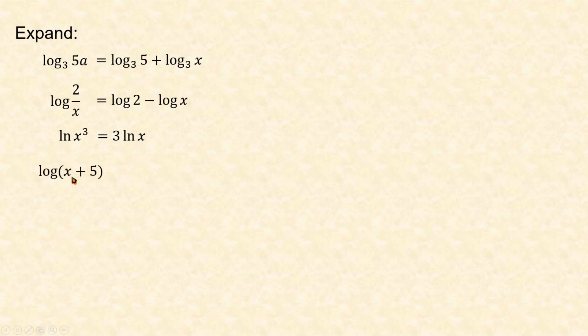Here I have log of x plus 5. What does this mean? What can I do? Right? A lot of people get this confused with the top example here. Like, is it x times 5, x plus 5, log 5 plus log x? This is not log x plus log 5. Because that would be log 5x. This, there's nothing you can do about this. Okay? You can't expand this. All right? You can only do that if it's multiplying in here.